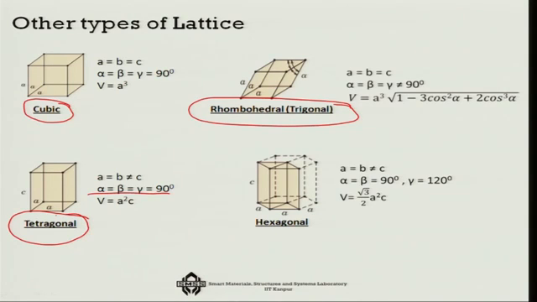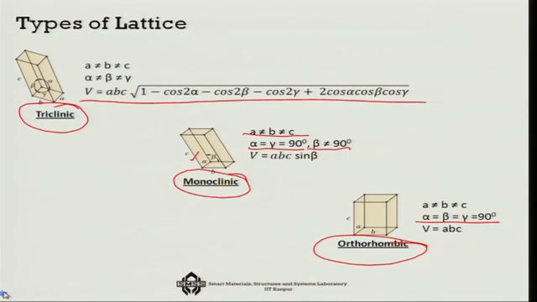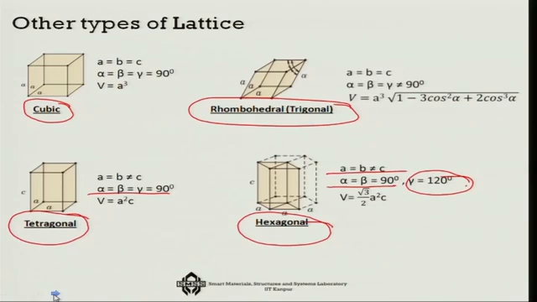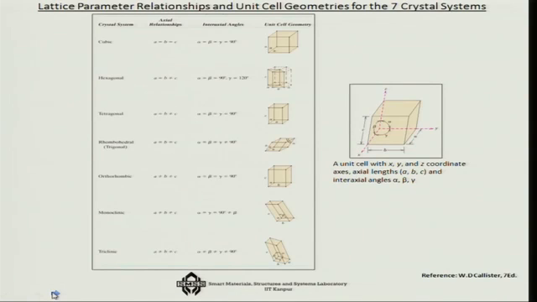And what if A and B are equal, but they are not equal to C, just like tetragonal, and alpha and beta are only 90 degree, but gamma equals 120 degree? Then you get a structure which is known as hexagonal lattice structure. So, at least we have defined 7 structures. That means triclinic, monoclinic, orthorhombic, cubic, rhombohedral or trigonal, tetragonal and hexagonal structure. So, these are the 7 basic crystal systems, that is what it is called.